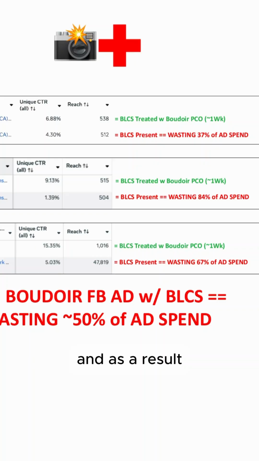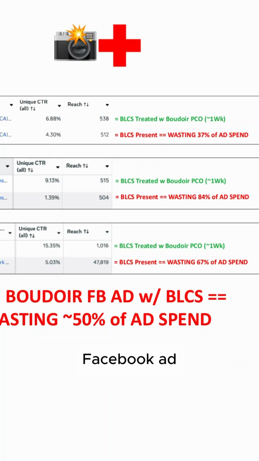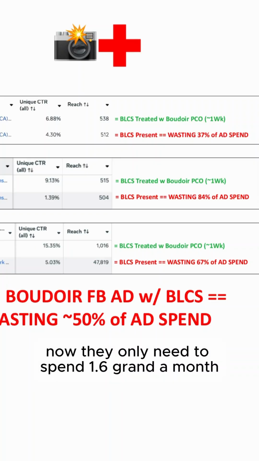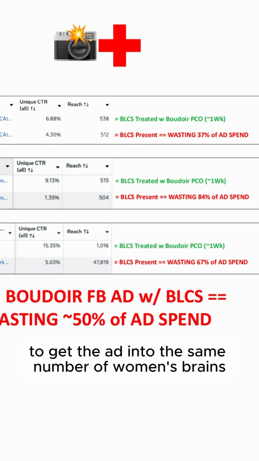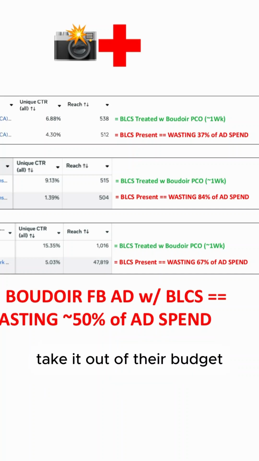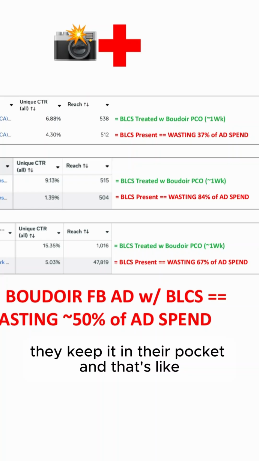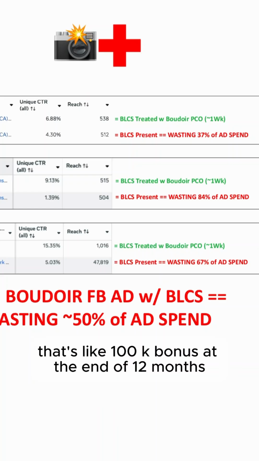And as a result, if they're spending 10 grand a month on the original Boudoir Facebook ad, now they only need to spend 1.6 grand a month on the Boudoir Pico treated ad to get the ad into the same number of women's brains. So $8,400 a month, they no longer have to spend, take it out of their budget, they keep it in their pocket, and that's like a 100K bonus at the end of 12 months.